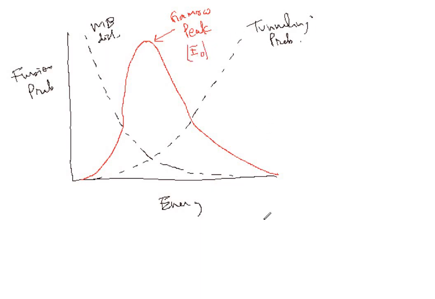Let me write it down. So the value of E0 is basically related to Eg, as you will see: Eg into kBT by 2, whole square, and this one to the power 1 by 3. Okay, now this is interesting.